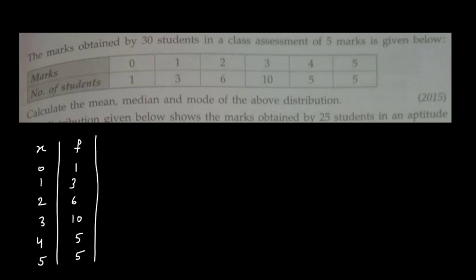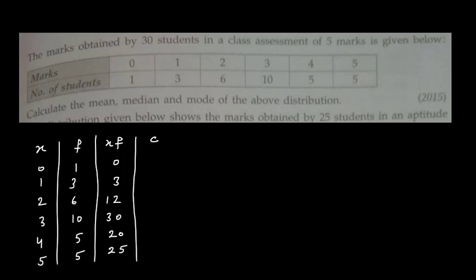Now if you want to find mean first, then you write X into F or F into X. Now X and F, their product: here it is 0, here it is 3, here it is 12, here 10 threes are 30, 4 fives are 20 and 5 fives are 25.